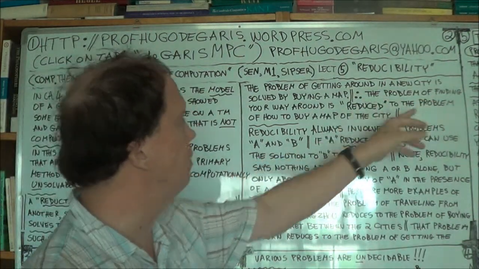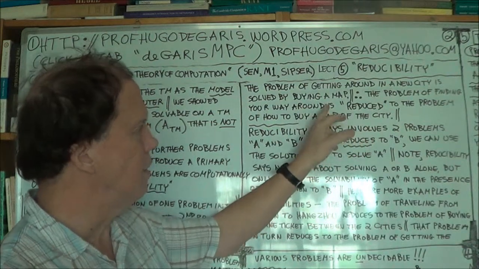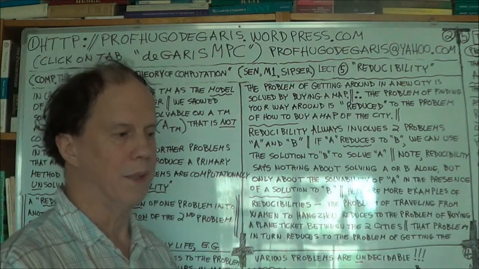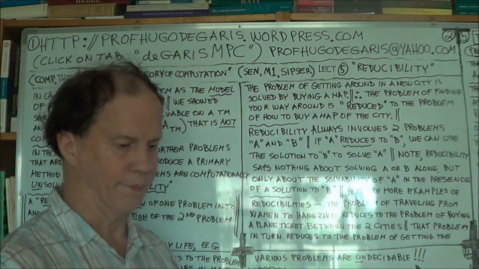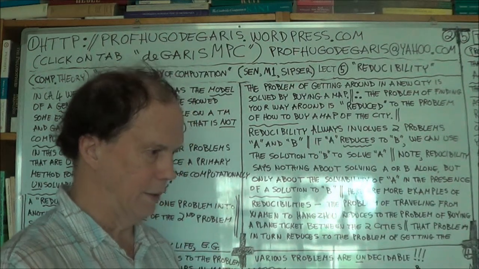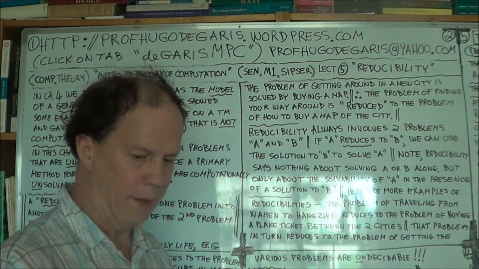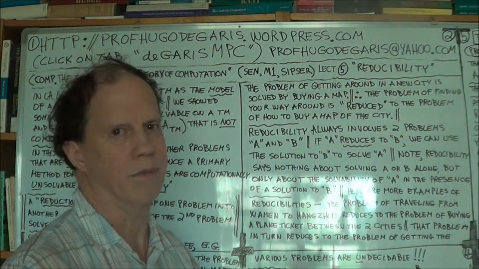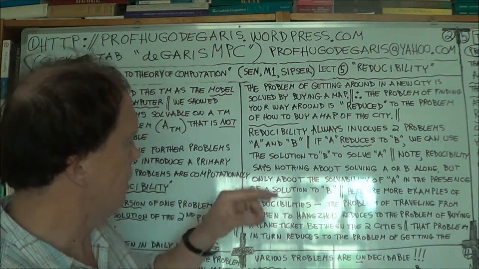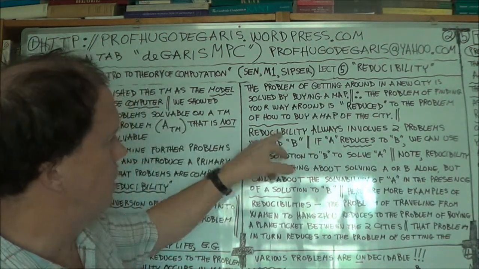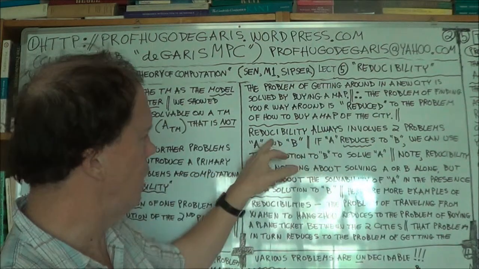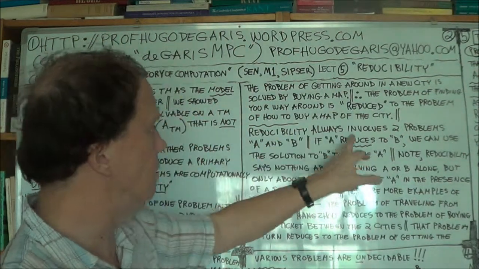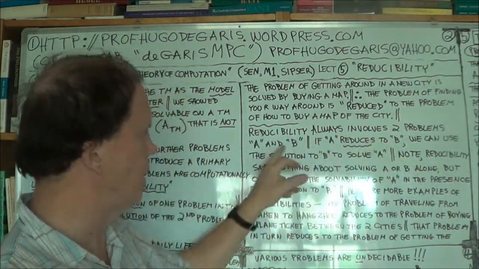So you can say that the problem of finding your way around in your new city is reduced to the problem of how to buy a map in the city. Well, you go to a newsagent or a bookstore or something that would sell maps, or some tourist centre or whatever. Okay. Now, I've said this a bit already, but when you hear the term reducibility, just automatically think in terms of two problems, A and B. So it always involves two problems A and B.